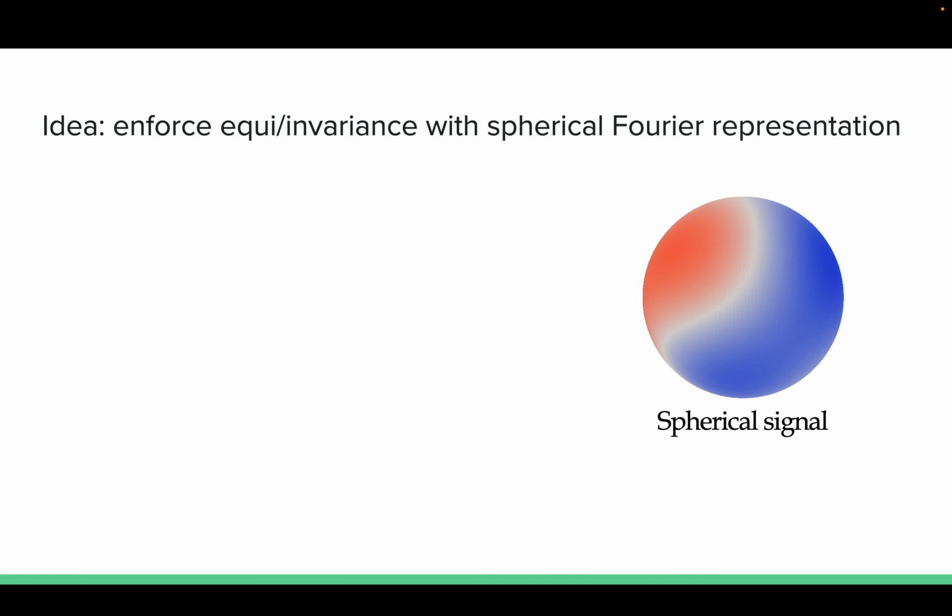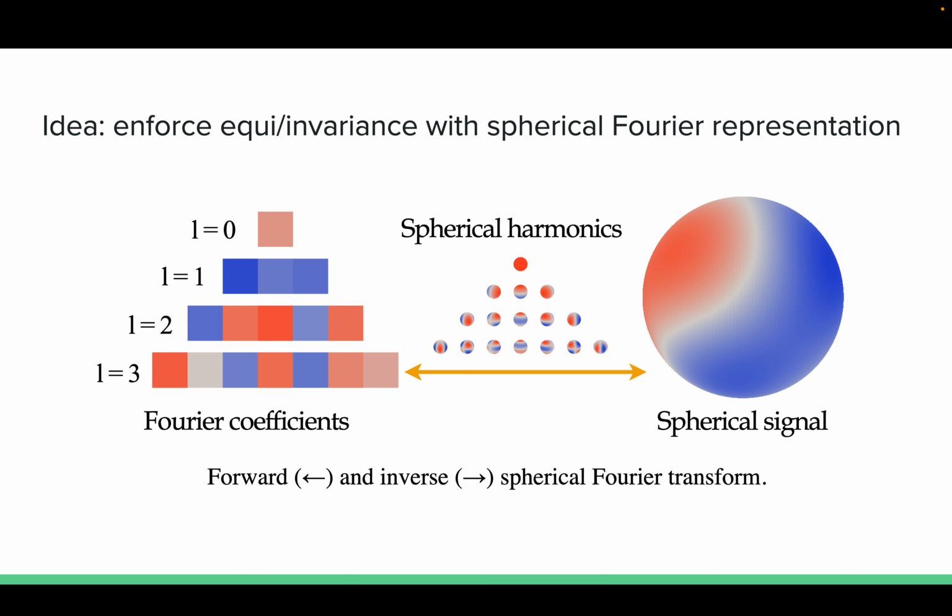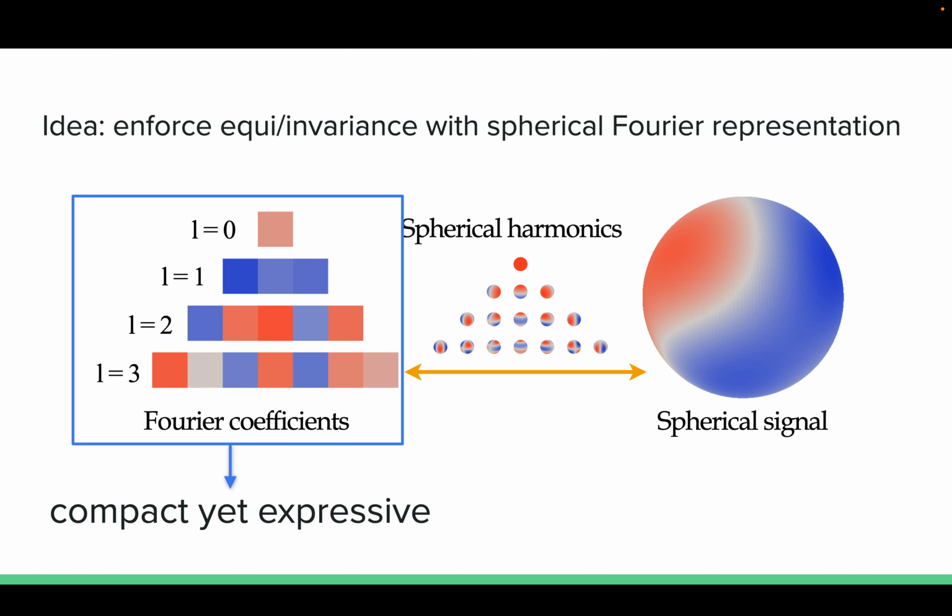To enforce such equivariance and invariance, we leverage the spherical Fourier representation, which is a spherical signal in the latent dimension of the transformer. We use the spherical harmonics to transform it into Fourier coefficients. This process is famously known as the forward spherical Fourier transform, and it can be reversed. The Fourier coefficients give us the benefit of a compact yet super expressive representation.